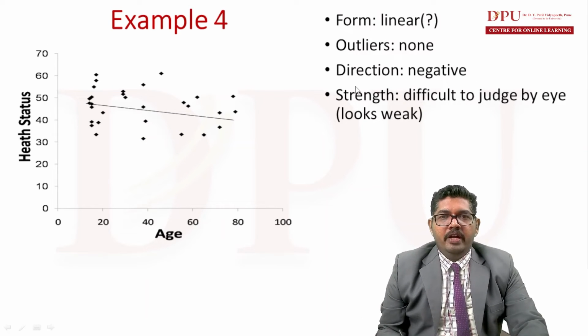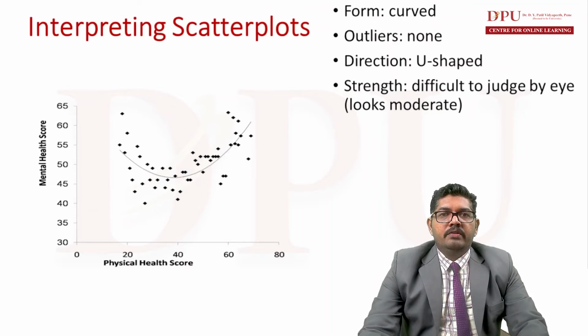We have one more here. Form is linear, outlier is none, direction is negative, and we cannot judge the strength. It looks weak, but it is difficult to judge. Then form: now this is not a linear relationship, this is a curvilinear relationship. Curve, outlier is none, direction is U-shaped, and strength is difficult to judge.